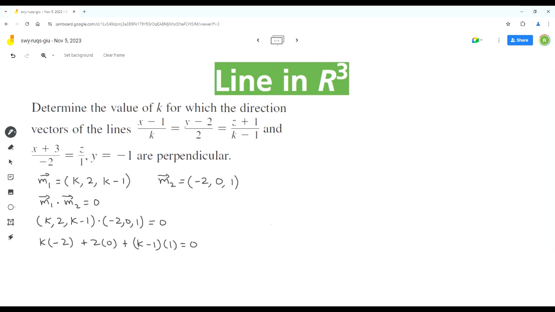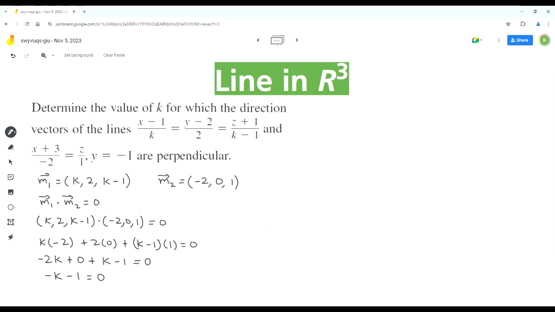Now we can simplify the expression. k times -2 is -2k. 2 times 0 is 0. And we can multiply k minus 1 by 1. Now we can combine the like terms. Minus 2k plus k is equal to minus k.